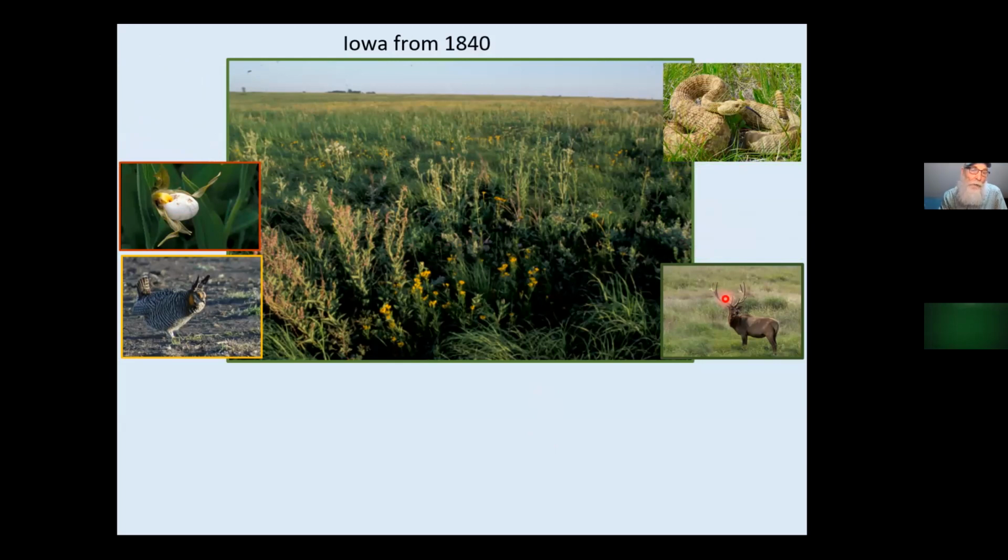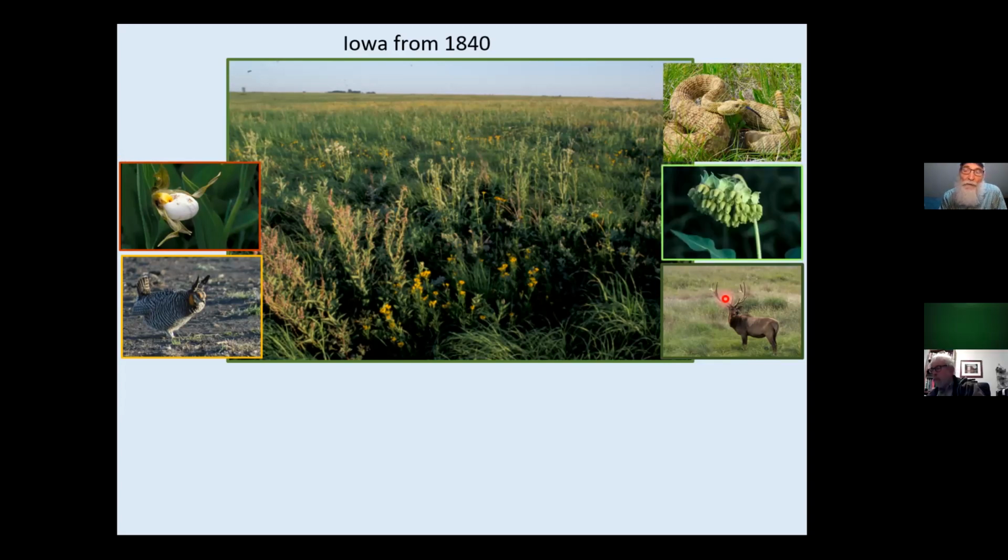Millions of bison, of course. There were probably 50 to 75 million bison in North America. In Iowa, herds of at least 5,000 were seen. We probably didn't have 1 million bison in Iowa. I imagine we probably didn't quite have that many, but certainly tens of thousands, if not 100,000.